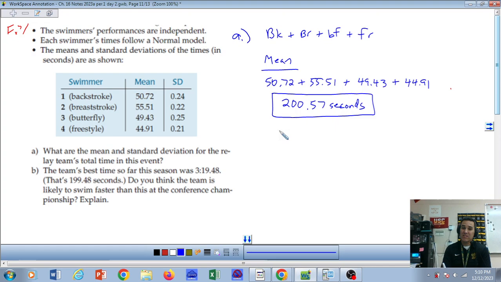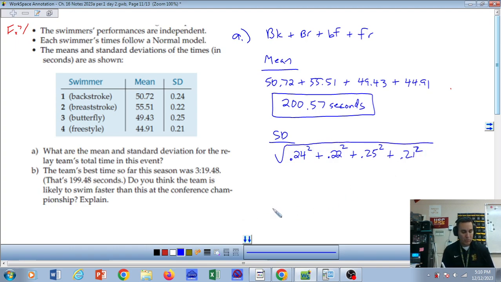The standard deviation, though, is going to be a little harder to calculate. So standard deviation: 0.24 squared variance plus 0.22 squared variance plus the variance of the butterflyer plus the variance of the freestyler. Square, add up all the variances, and then square root. 0.24 squared plus 0.22 squared plus 0.25 squared plus 0.21 squared. And you end up getting 0.461 after you square root. It's about 0.461 seconds. So the standard deviation is about a half of a second. Their time should be right around 200 seconds, but we understand with variation of the swimmers, we're going to get about a half of a second of standard deviation.